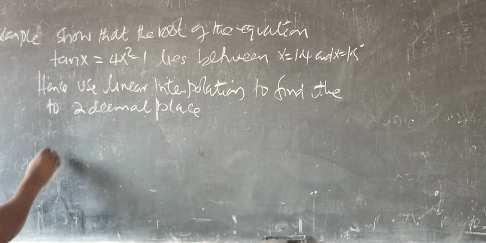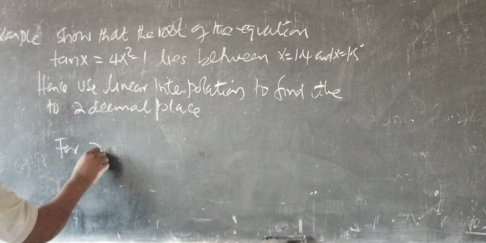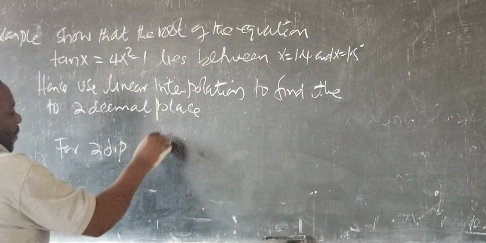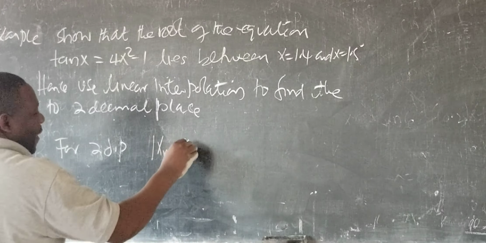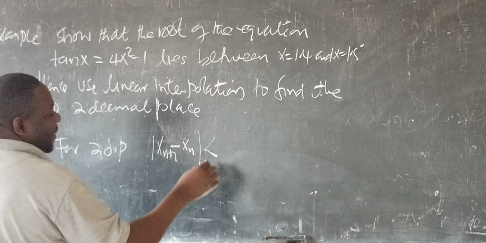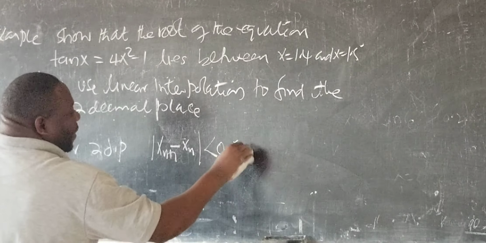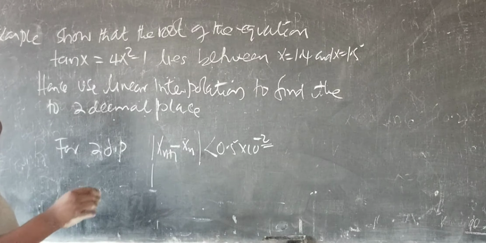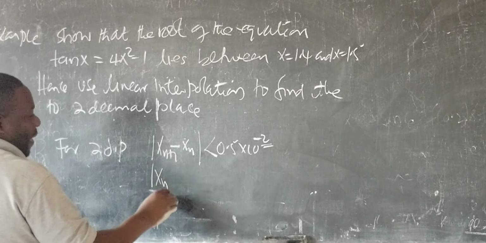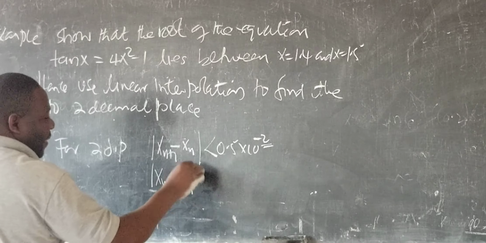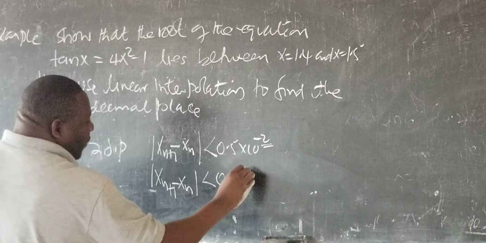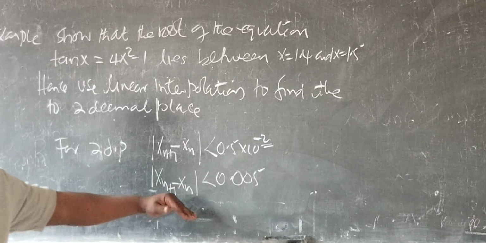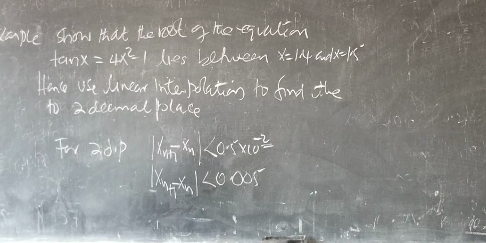For two decimal places, it means that the difference between x n plus 1 minus x n should be less than 0.5 times 10 to the negative two. So the condition we are following is x n plus 1 minus x n should be less than 0.005. That is the condition that we must satisfy before we stop performing the iterations.